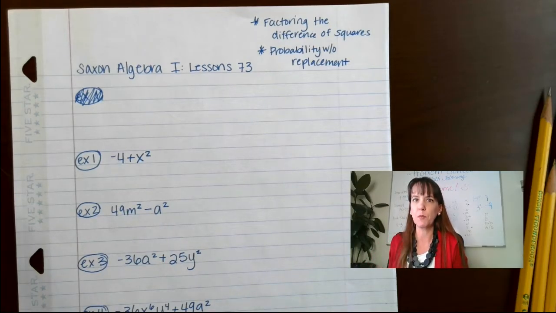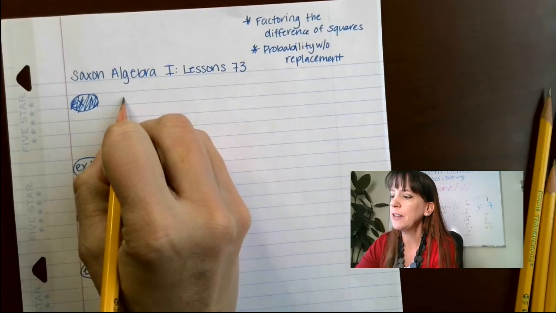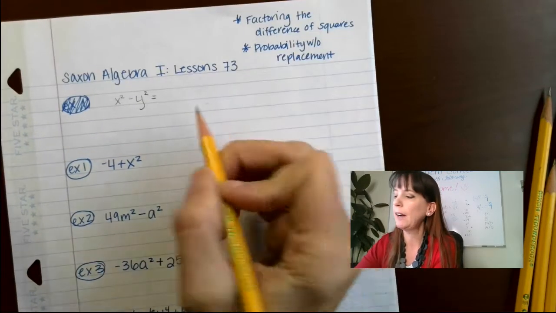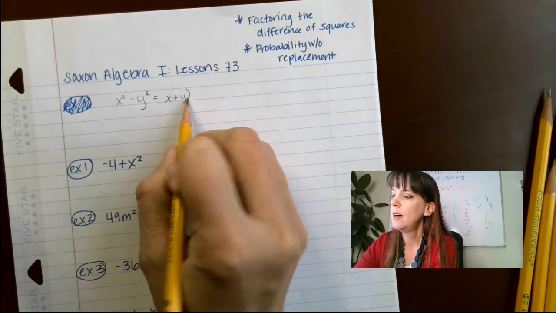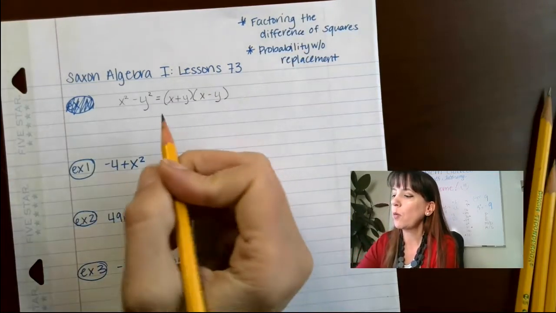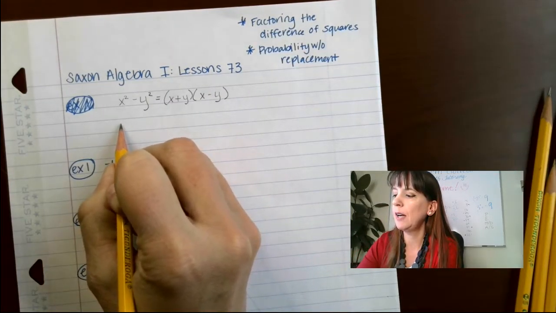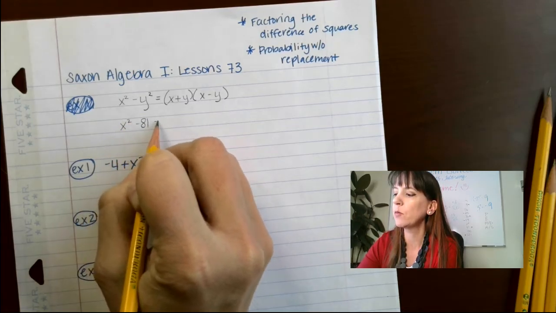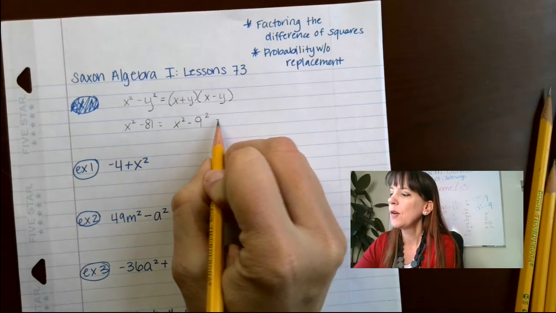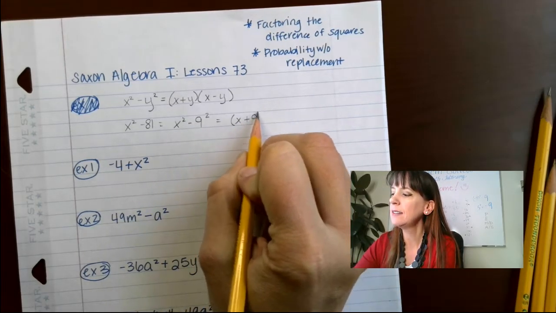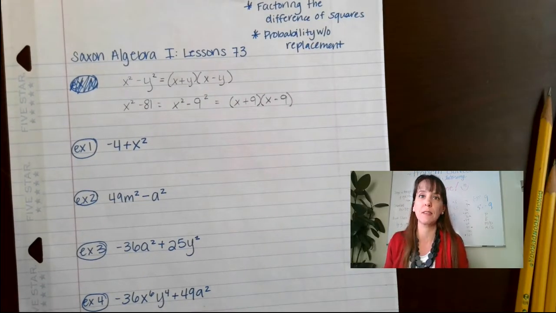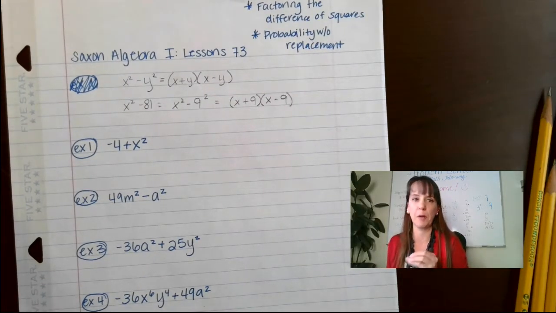This one is a really common one. The pattern is if you have something squared minus something squared, you will have x plus y, x minus y. The way that works is, for example, if you have x squared minus 81, well, we know x squared minus 9 squared, which is 81, would give us x plus 9, x minus 9. Math is all about patterns, and this is just a pattern that repeats. So let's take a look at these example problems.